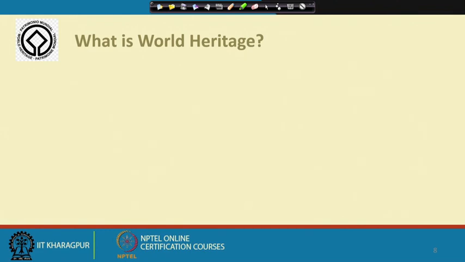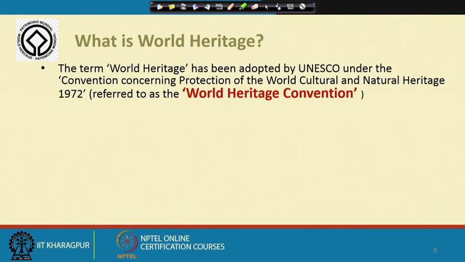Okay, let us start. So, what is a World Heritage? The term World Heritage has been adopted by UNESCO under the Convention Concerning Protection of the World Cultural and Natural Heritage 1972, which is generally referred to as the World Heritage Convention. So, in 1972, UNESCO, for both cultural and natural heritage, this convention was accepted or adopted.